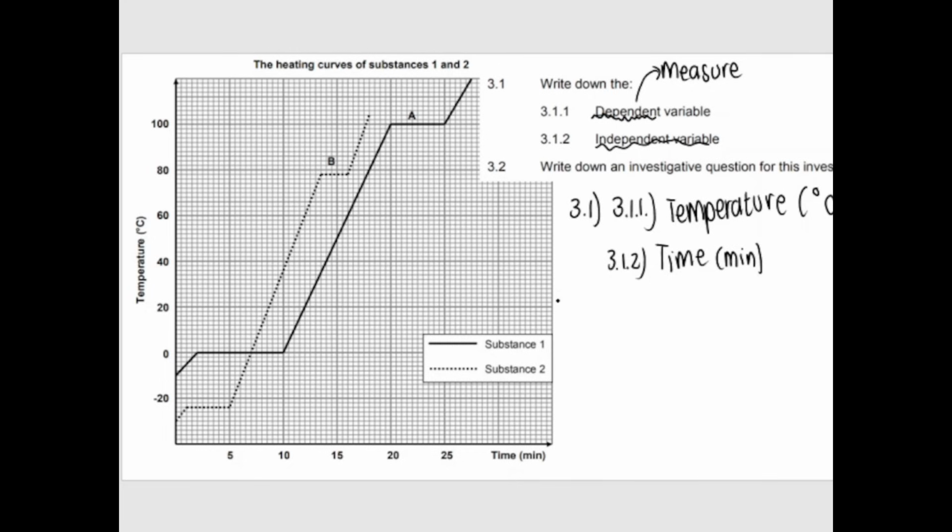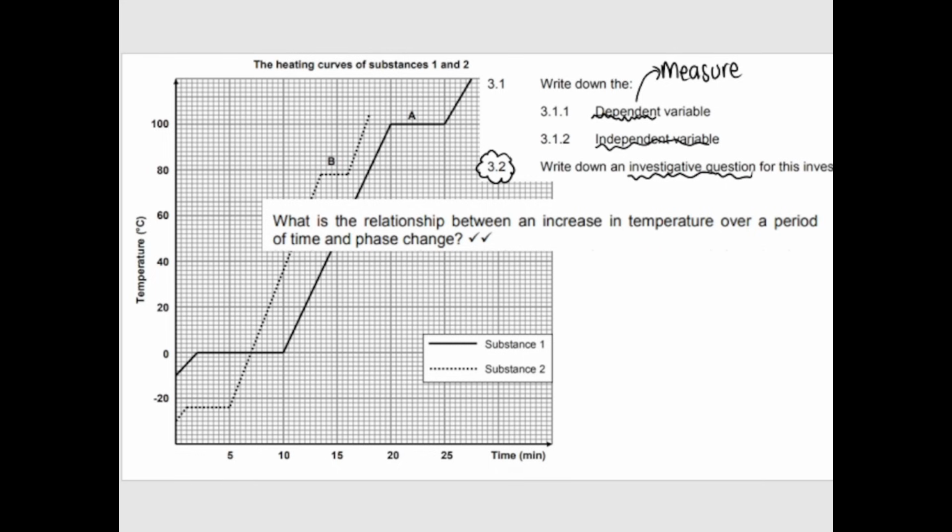So then they want an investigative question, and I'm going to show you exactly what the memo's answer is for this, and we're just going to discuss one very important point when it comes to investigative questions. Now you can see that the memo says, what is the relationship between an increase in temperature over a period of time and phase change?